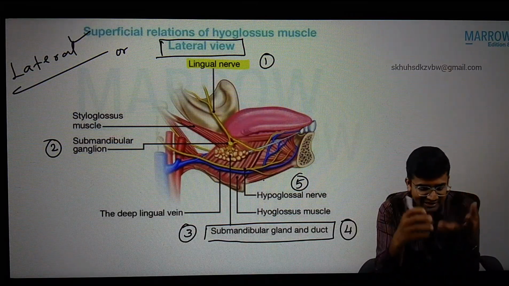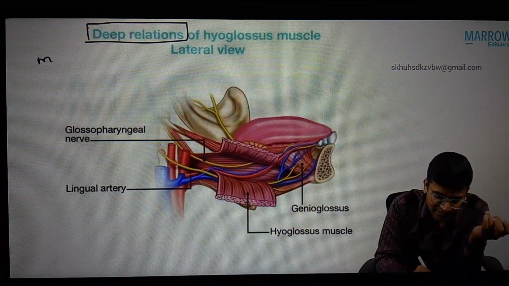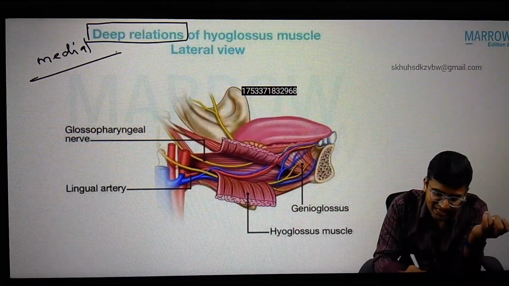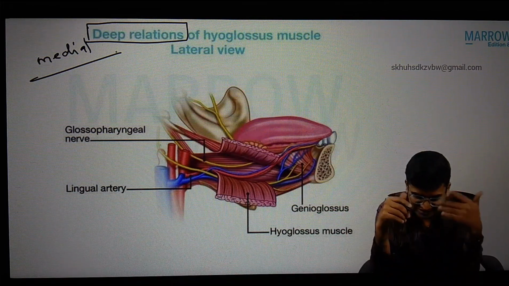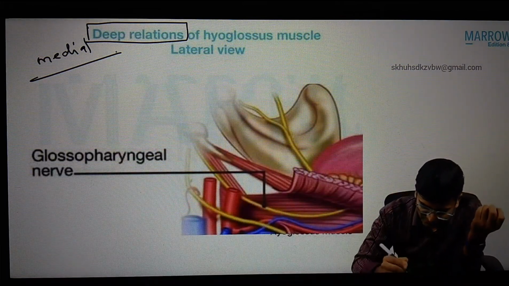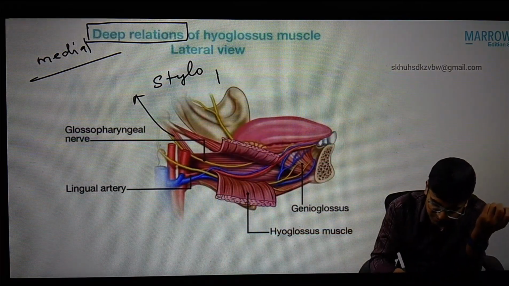Superficial or lateral relation. Now deep or medial? Deep or medial relation of the hypoglossus muscle. So now we remove the hypoglossus muscle and we are seeing the deep surface. On the deep surface, we are seeing this muscle. What muscle? Stylopharyngeus muscle.